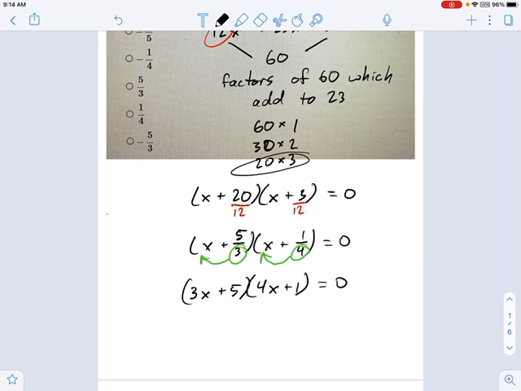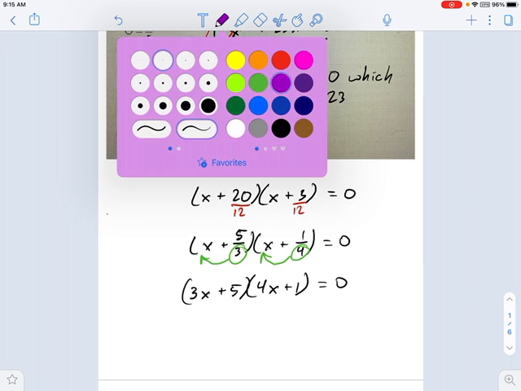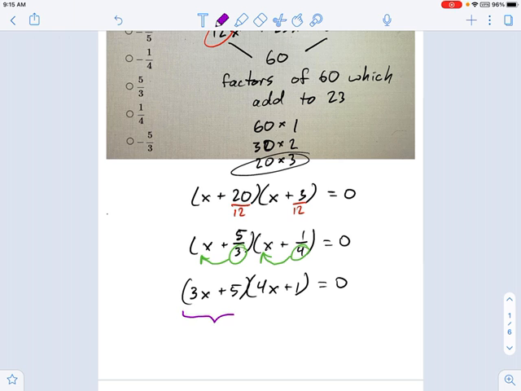If you use the box method or the factor by grouping method, those are all good things. Don't throw it away if you're comfortable with those. This is just the way I do it. Now I want the solutions to x. I have it in factored form, so all that remains at this point is to take those factors and set them each equal to 0.